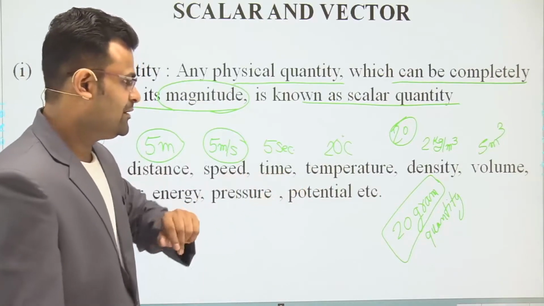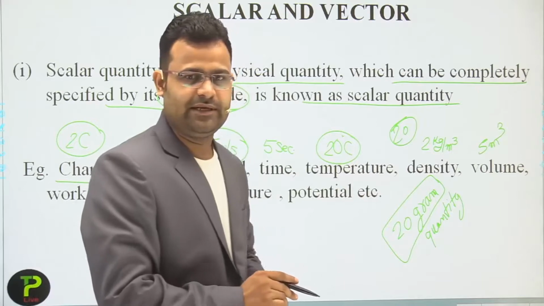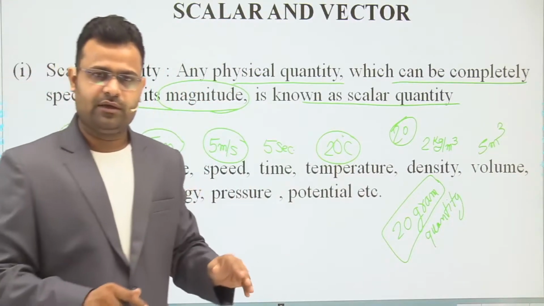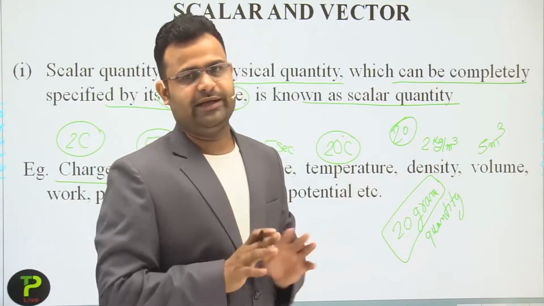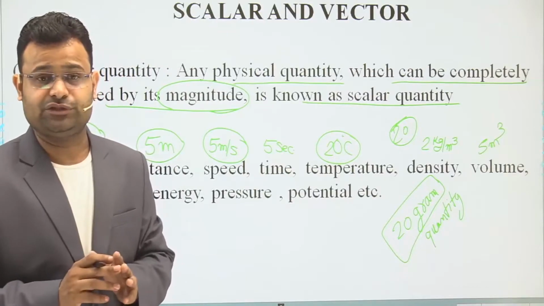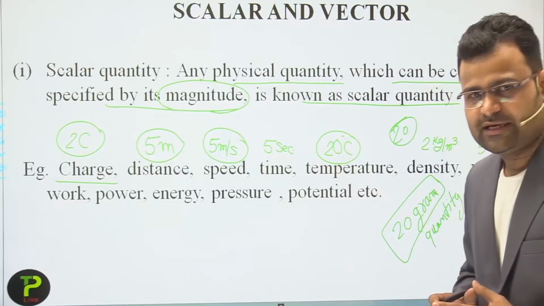Just like that, if you are measuring a temperature of 20 degrees centigrade, whether you are standing upside down or lying down, in any position, 20 degrees centigrade is the temperature, a fixed temperature. It doesn't depend on your position or any direction. These are some scalar quantities.